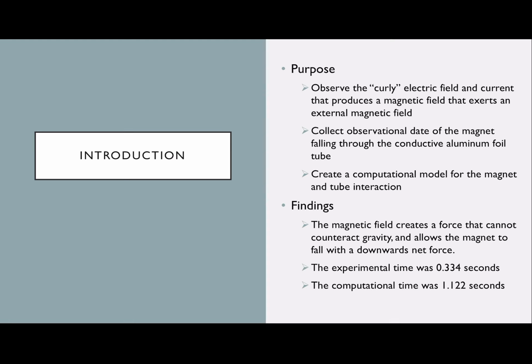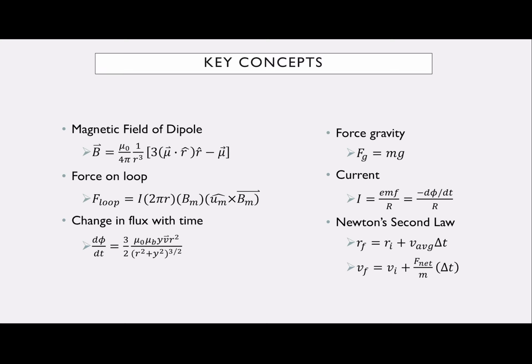And the findings were the magnetic field creates a force that cannot counteract gravity and allows the magnet to fall at the downwards net force. The experimental time was 0.334 seconds, and the computational time was 1.122 seconds.